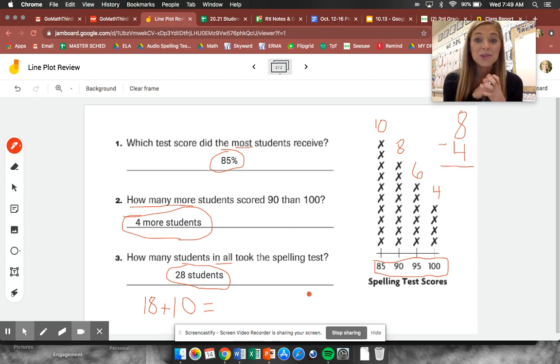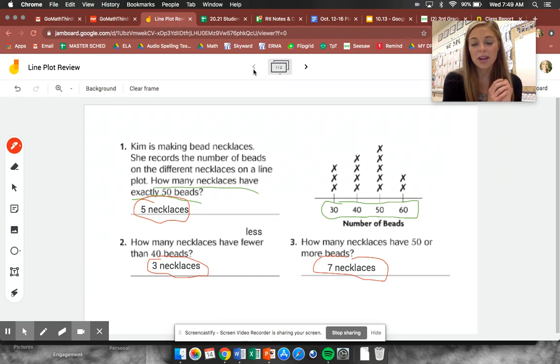And I wish you all luck on your test tomorrow. I know you're going to do great. And if you're worried about line plots, just know that there are not that many questions about line plots. So you should be good to go as long as you really understand picture graphs and bar graphs.